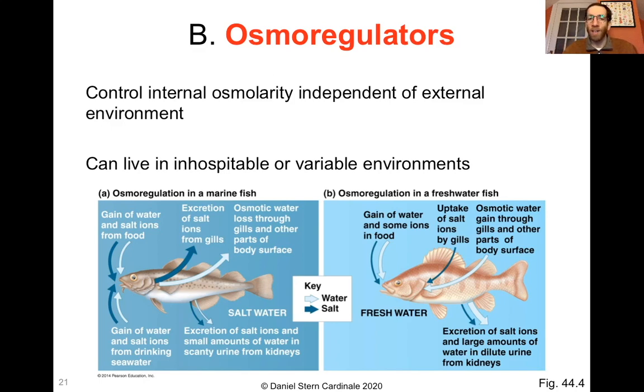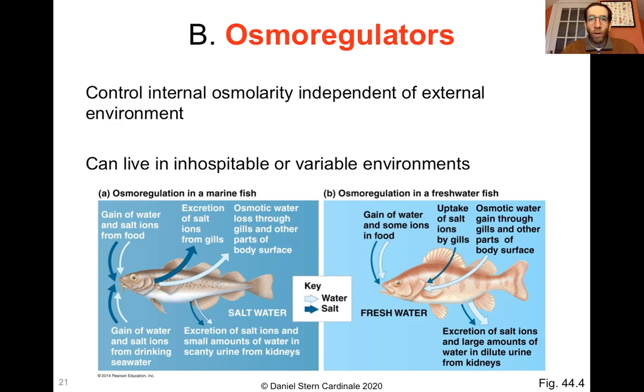And just to give you an idea of what we mean by variable, think about salmon. They hatch in a freshwater stream, they will swim out into the oceans, they'll spend their life in the saltwater ocean, and then to reproduce, they will swim back up the same rivers and streams, back into the freshwater environment. You can't go back and forth like that unless you are an osmoregulator.